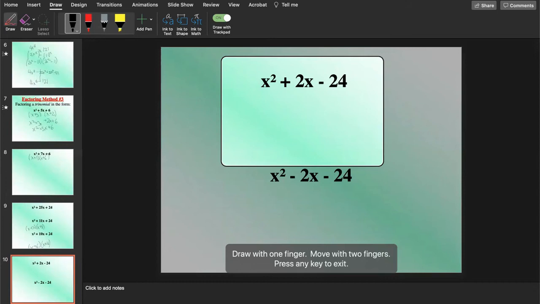3, 8, still kind of too far apart. We're getting a difference of 5 there. 6, 4, all right, 6, 4, difference of 2. Hey, look at that. My middle term's 2. And away we go, right?